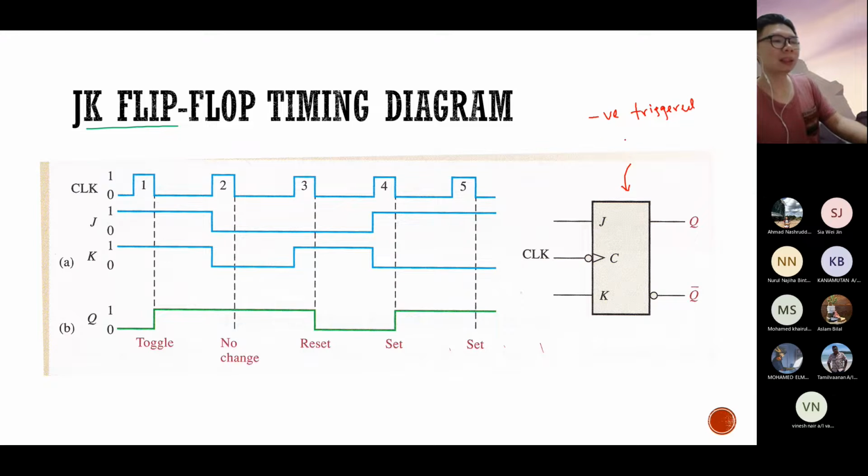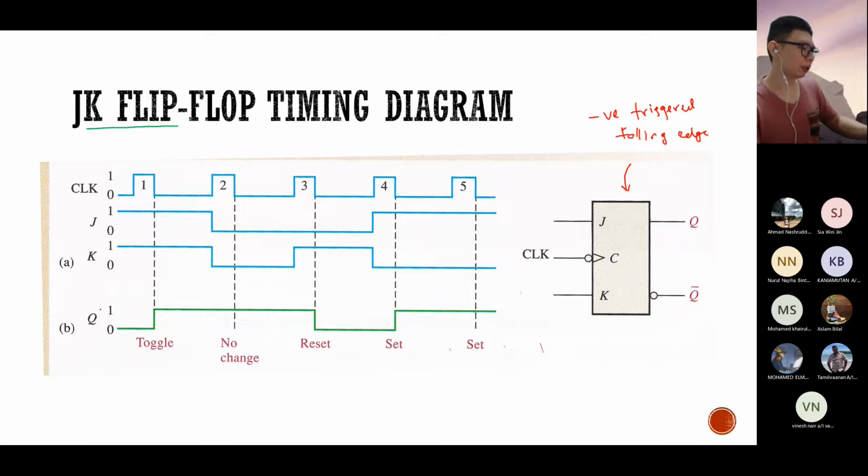Okay, which means this flip-flop will only be triggered at the falling edge of the clock. Falling edge. If you look at the clock over here, the falling edges are at this point, this point, and this point. So let's take a look at this timing diagram and see what is going to happen.